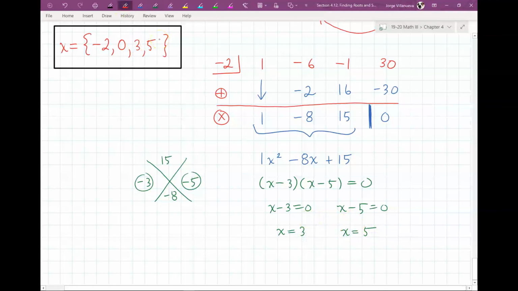Now I have my 4 solutions. Remember, since the original problem had a power of 4, that means that I should have a maximum of 4 solutions, okay? I can have any combination of reals and complex, but they have to be a total of 4.